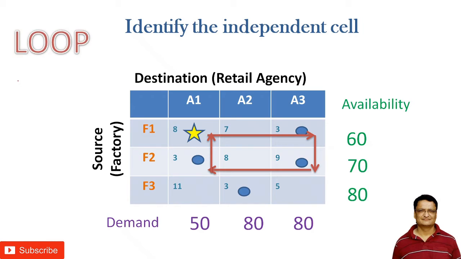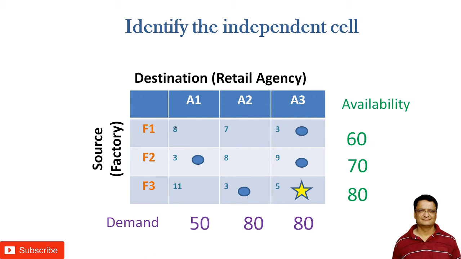So I can say that this particular loop is being generated. If I start from this cell, I am coming back to the original cell, right? So this particular cell is not an independent cell because it creates the loop. So I will look for the better option. Now among all these cells, it is the only cell which is having the least cost, and which is not occupied.